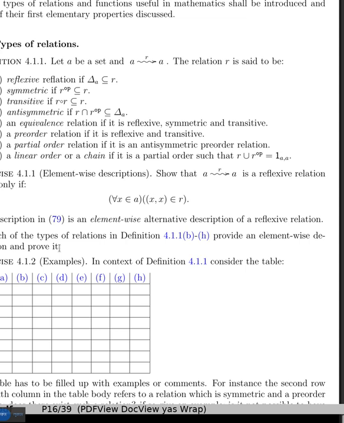Yes, in this approach, we will not have those relations in inverted commas. We have only one notion: we have a relation, and we have different kinds of relations. Okay? Okay, doctor, is this what you wanted to ask?